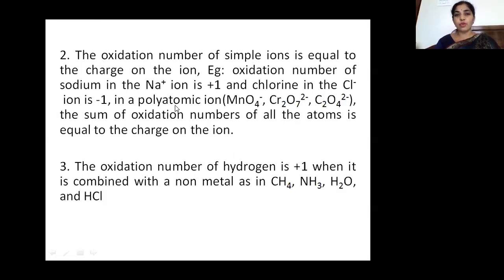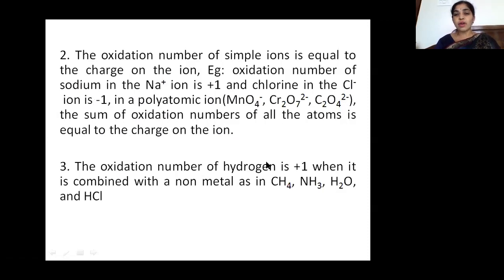For example, if you take sodium ion, it is having +1. Similarly, chlorine in the chloride ion is -1. In a polyatomic ion, suppose if we consider permanganate ion, which is carrying -1, dichromate ion 2-, oxalate ion 2-. Here the sum of oxidation numbers of all the atoms is equal to the charge on the ion.